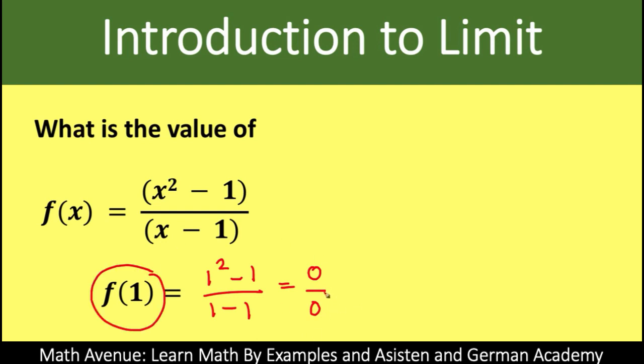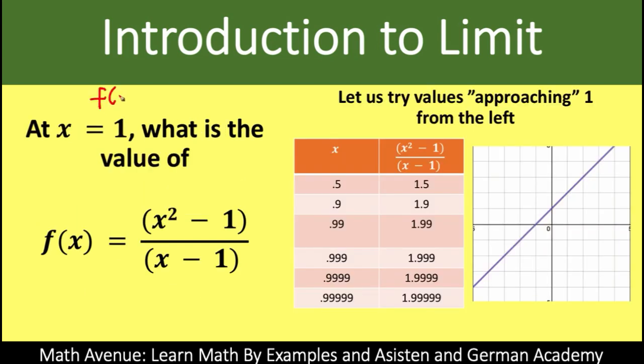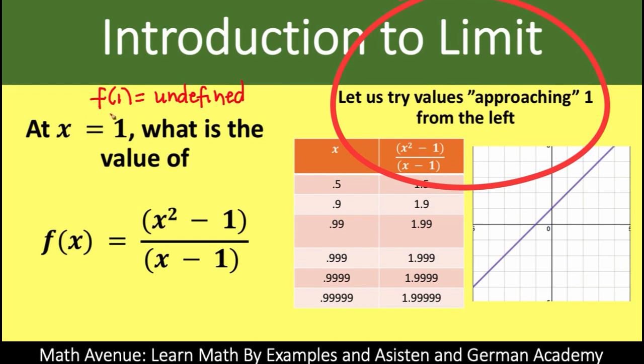So we have a problem here. F of 1 is not defined. So we now say f of 1 is undefined. Now, what if instead of evaluating the function at x equals 1, we just take values of x that are closer to 1? Let's say x is 0.5, 0.9, 0.99, or take any value that is closer and closer to 1. Here is our result.